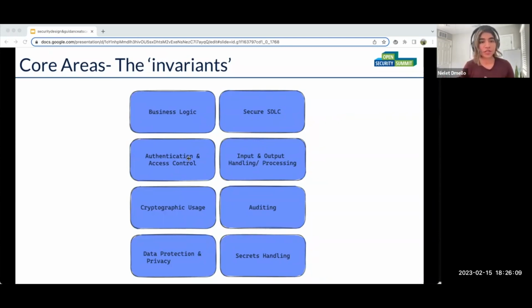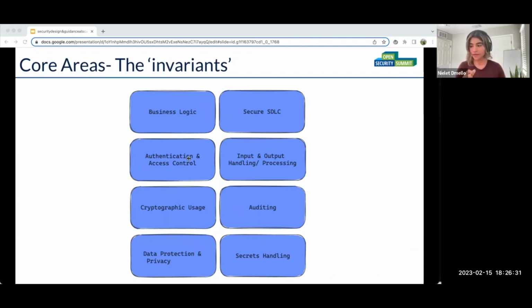What does the authentication and access control model look like? What does the input and output handling processing look like? What's the cryptographic usage for? Are there any implications? Are we thinking about crypto review here? And then data protection and privacy. That's also very important to consider: what's the data classification for this service?